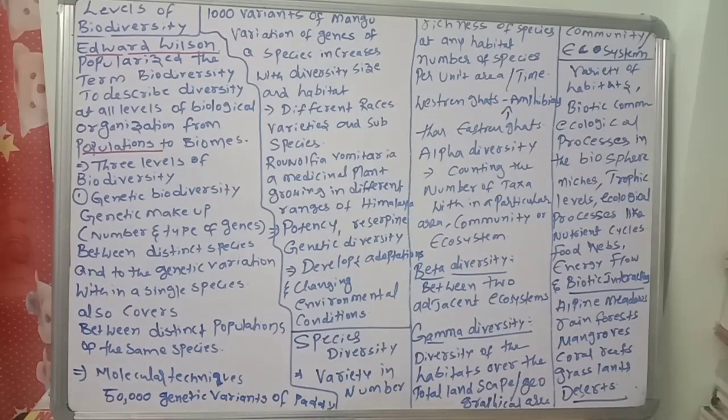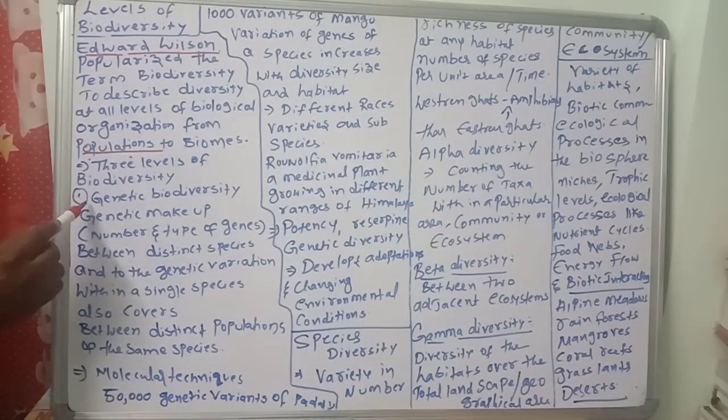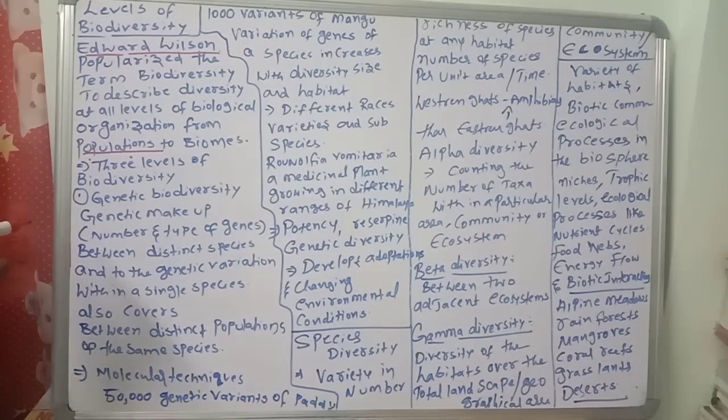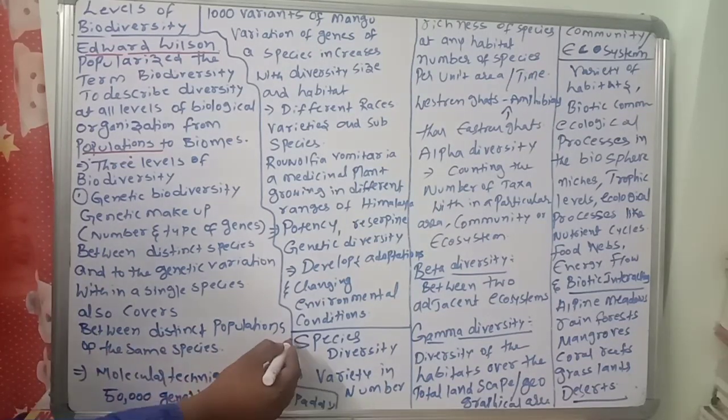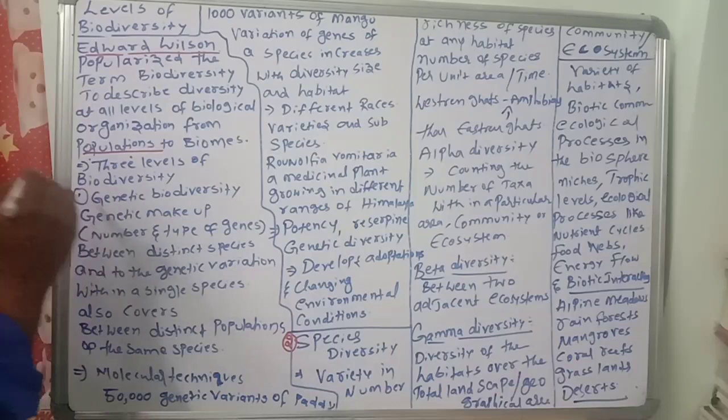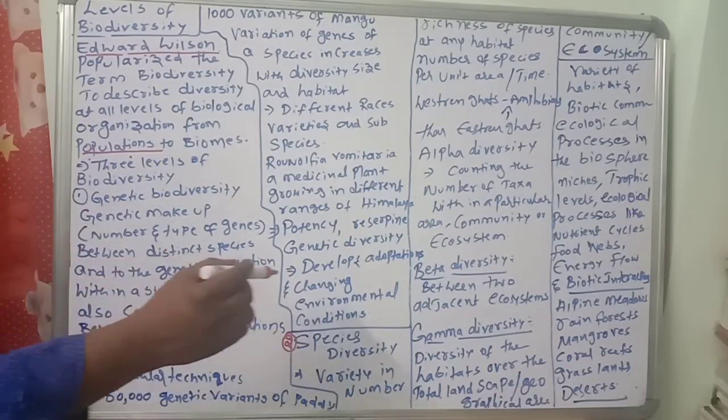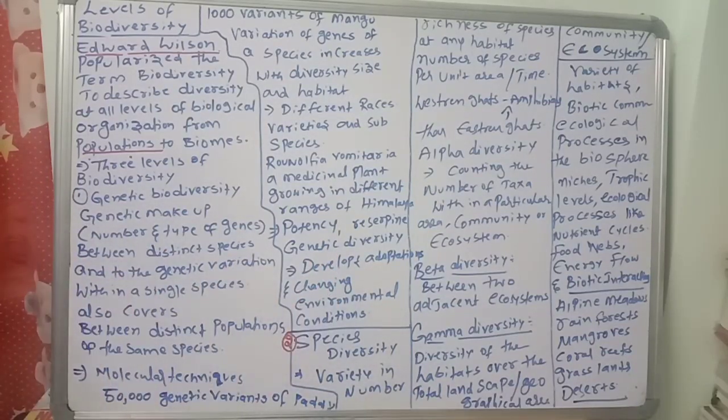There are three levels of biodiversity. What are the three levels? The first one, genetic biodiversity. The second one, species diversity. Genetic diversity, species diversity. The third one, community or ecosystem biodiversity.